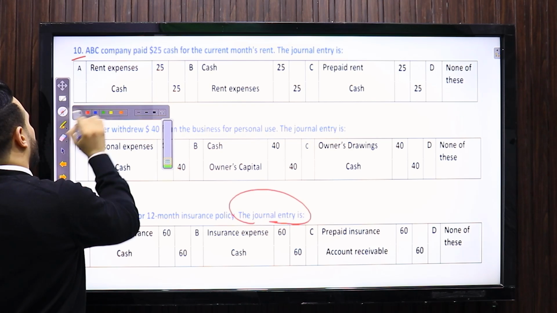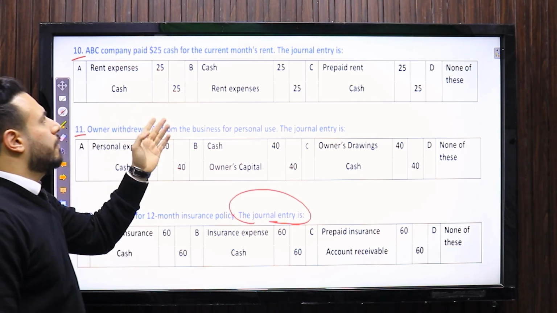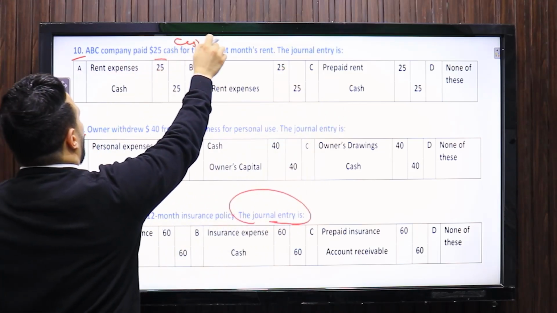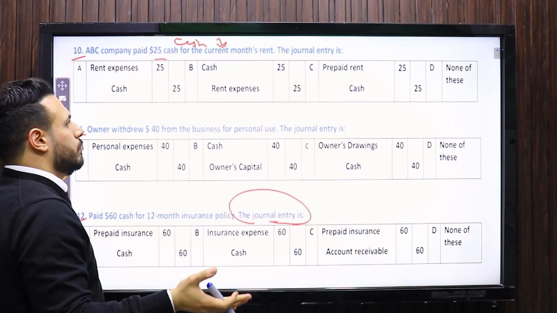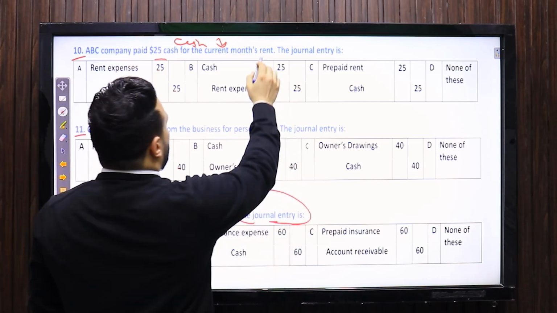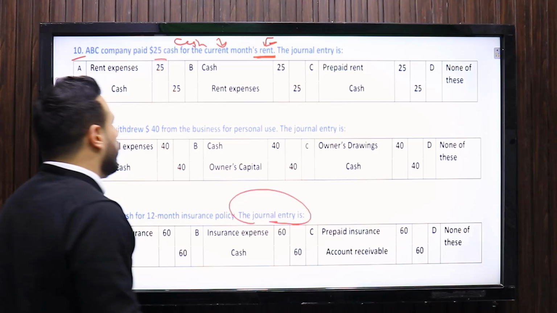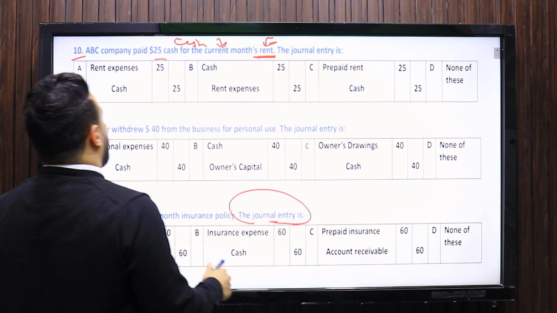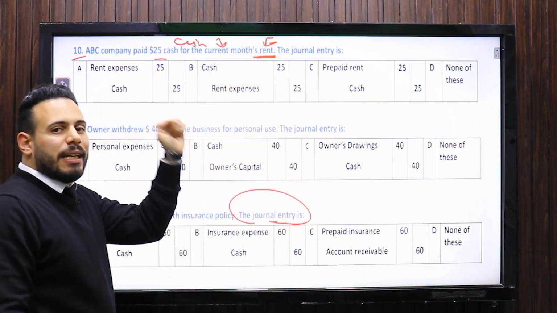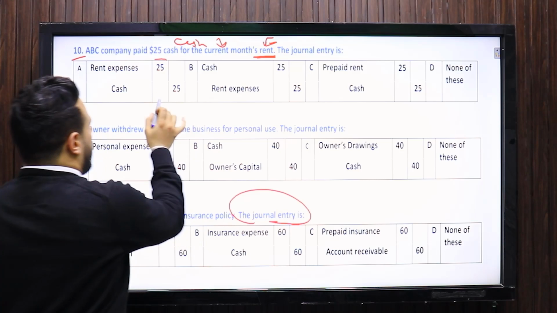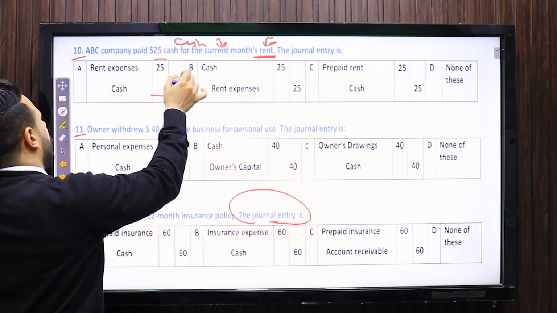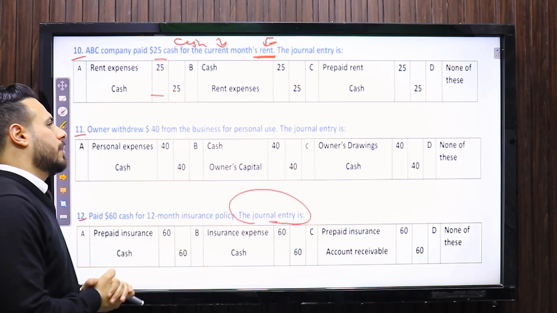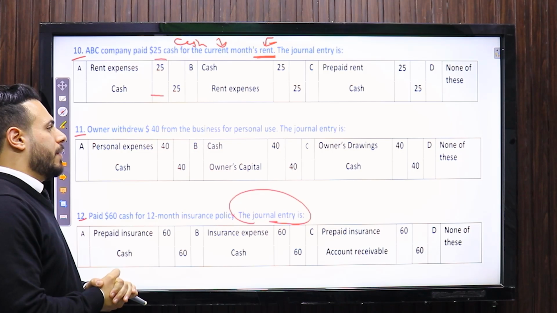Question number 10. ABC company paid $25 cash for the current month rent. The company paid cash, so the cash decreased, and rent expense. So I will choose A, B, C or D. The journal entry is cash decrease. When cash decreases, it must be put at the credit side. And rent expense I will make at the debit side because the normal balance of rent expense is debit.